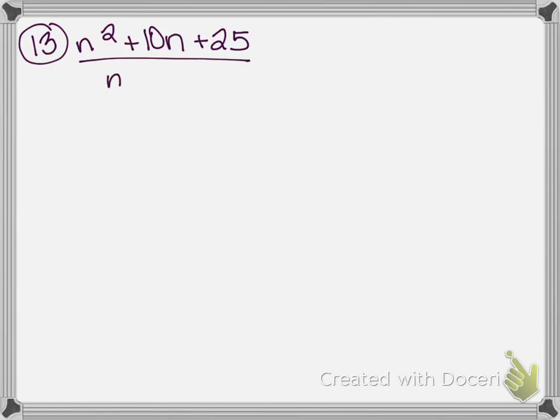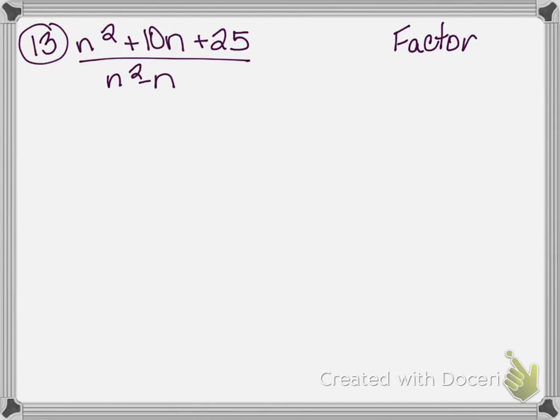Okay. So I'm starting with number 13. And it is n squared plus 10n plus 25 over n squared minus n. And we are simplifying this. So the first thing that we're going to do here is we're going to factor. All those factoring things that we've done, we're just going to keep doing that.